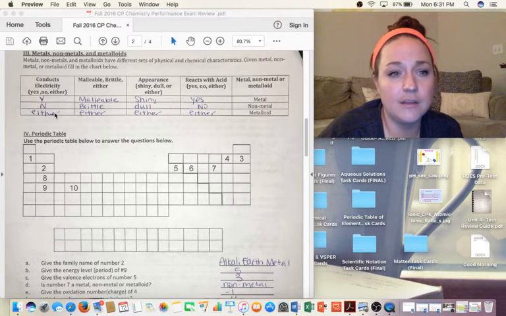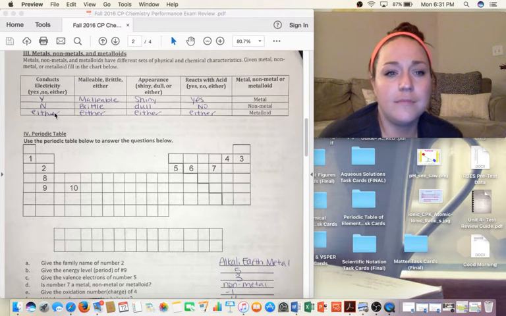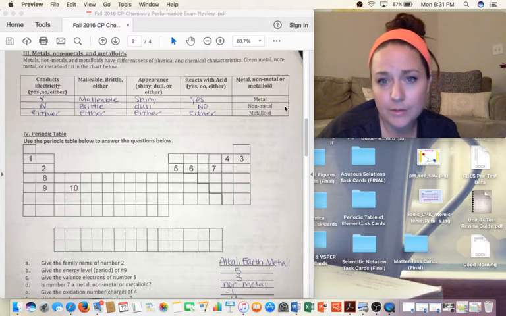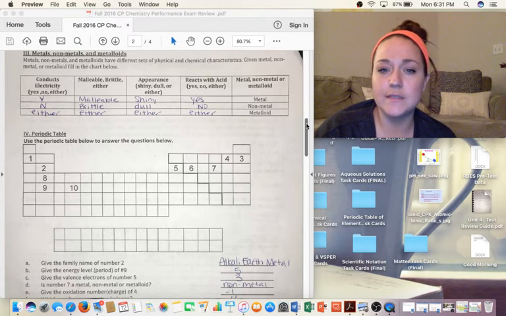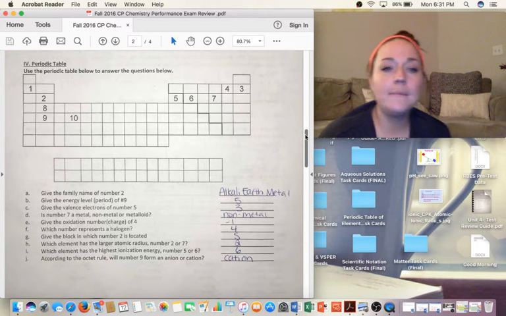They can either conduct electricity or not conduct electricity. They could be malleable, they could be brittle. So this entire row on your answer key is "either." It could be either, which is cool because metalloids have their own uniqueness. All right, periodic table.